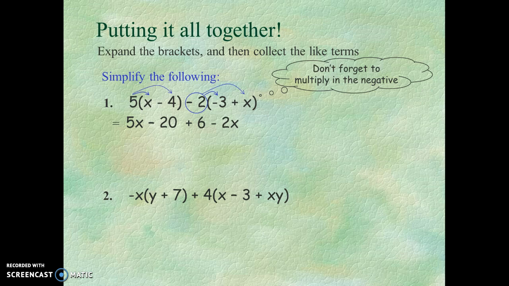Now we have a couple of like terms we can put together. The 5x and the negative 2x become positive 3x, negative 20 and positive 6 become negative 14.